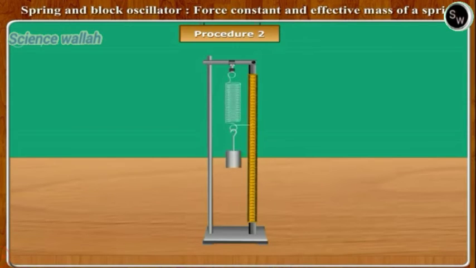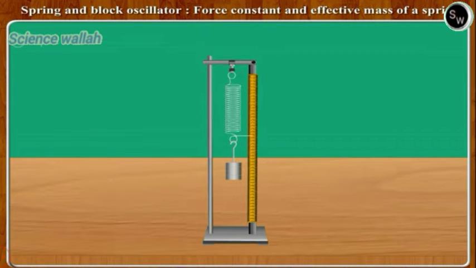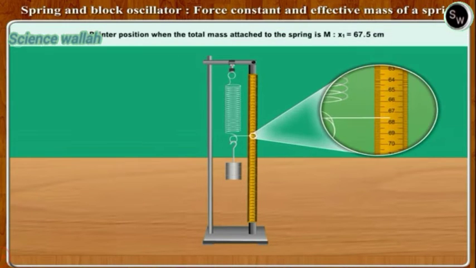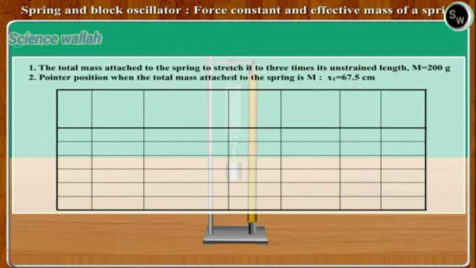Procedure. Let us place a suitable mass m2 in the hanger so that the spring is stretched to 3 times its relaxed length. Note the total mass attached to the spring, M is equal to 200 gram. When the hanger is motionless, note the pointer position on the scale, x1. It is 67.5 centimeter.